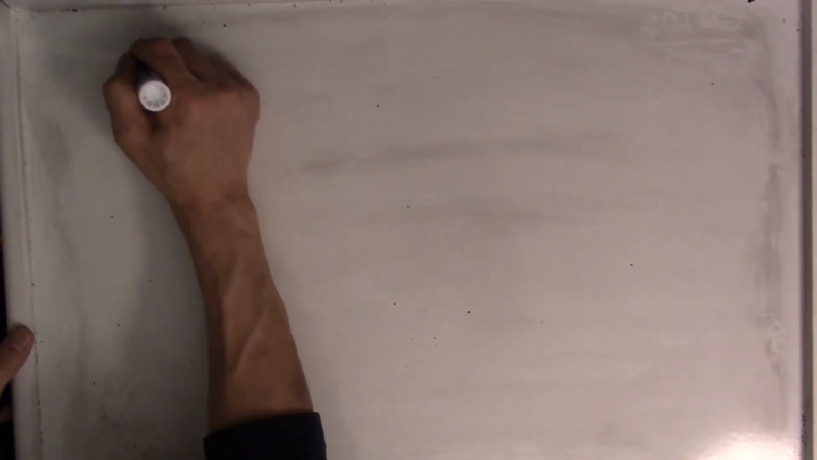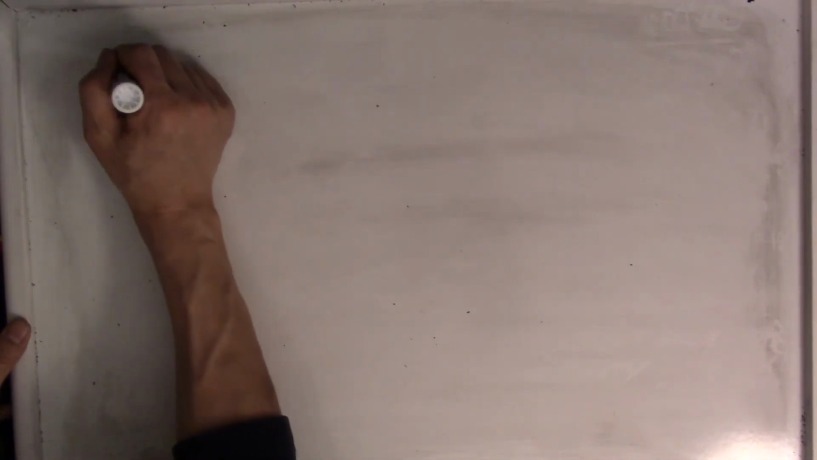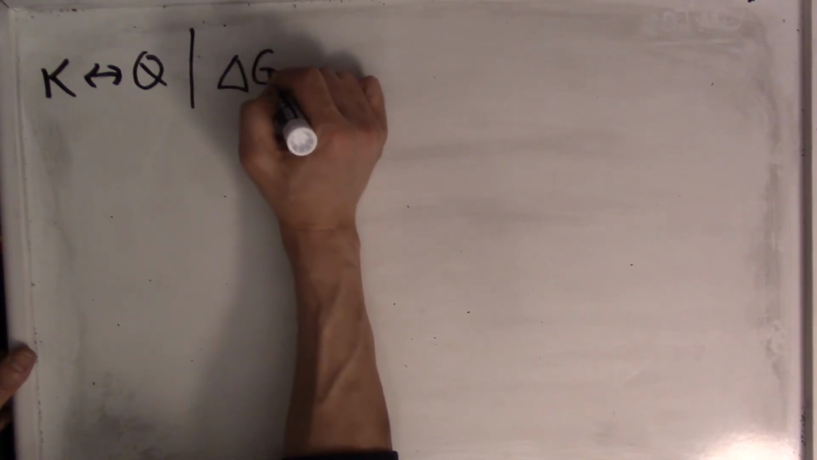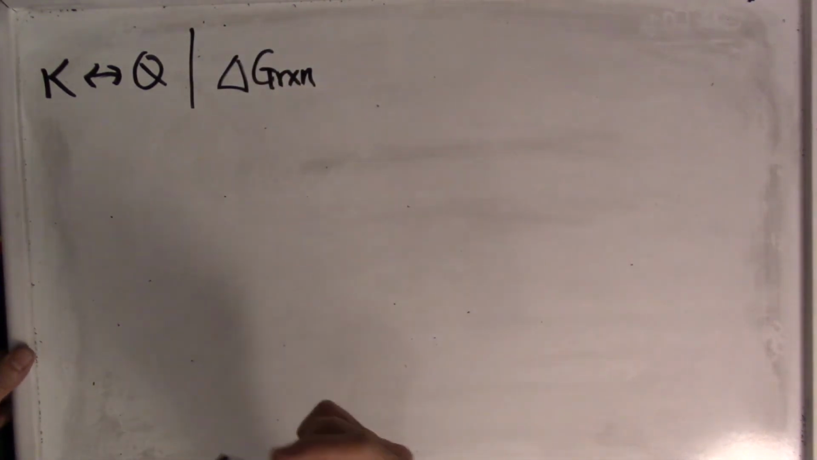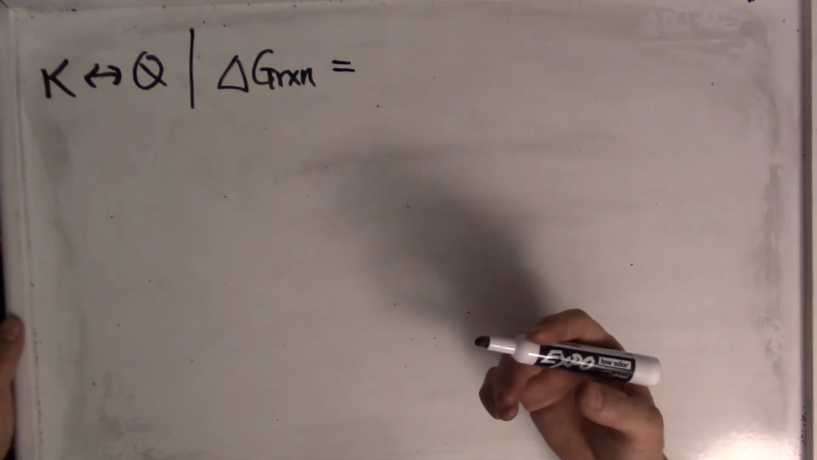Of course, the reaction quotient. So let's head back to the reaction quotient. Q should be compared to the equilibrium constant. But before we move on to that, let's talk about delta G of the reaction. Delta G of the reaction itself tells us, would the reaction happen or not?